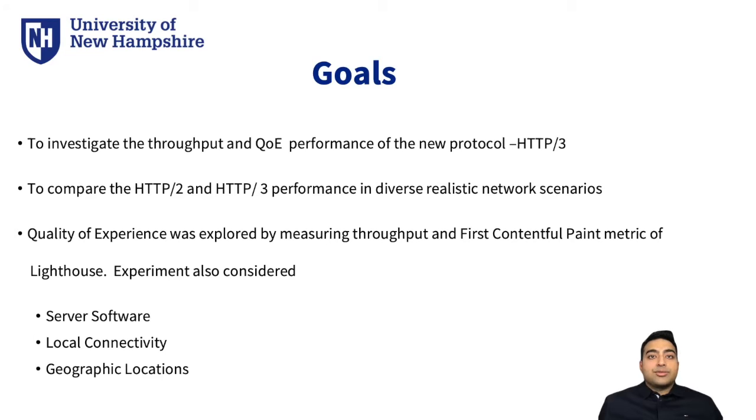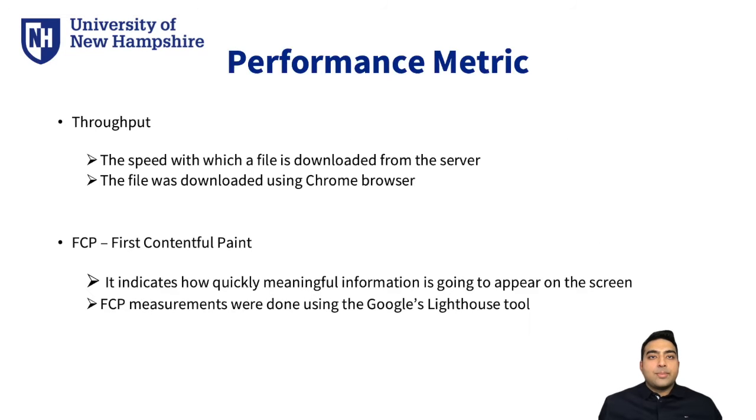Now let's look at performance metric. We measure the throughput by downloading a file from server using Chrome browser. FCP determines the time it takes for the initial document object model, known as DOM content, to be loaded on the browser screen and is more oriented towards quality of experience.